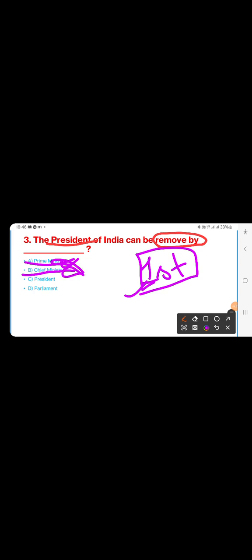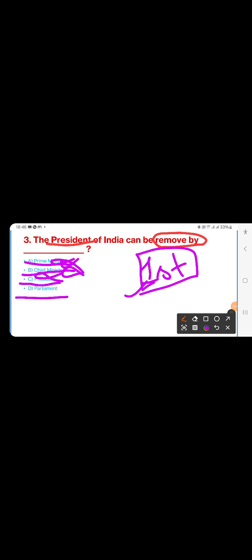Okay. Next, President. The President of India can be removed by the President. How is it possible? Means I want to resign, but I am giving the resignation to myself. It is not possible. Means the answer is taken from the question. So automatically it will be wrong.